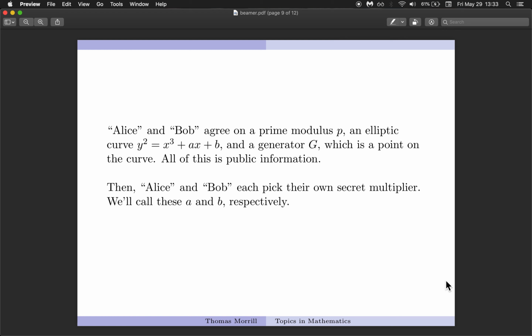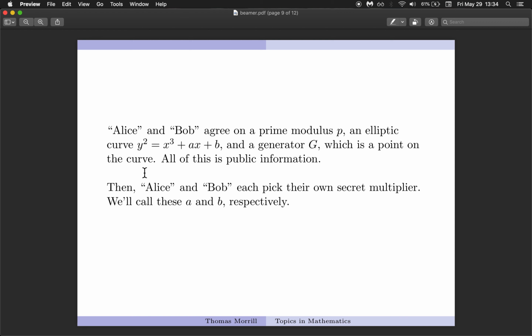So Alice and Bob need to agree on certain parameters, and in our tutorial I just told you what parameters to use. Alice and Bob need a prime modulus, we'll call that lowercase p. They also need an elliptic curve, right? So some formula y squared equals x cubed plus ax plus b. And they'll need to make sure that it's not singular or self-intersecting, right? So we can check the discriminant and all that.